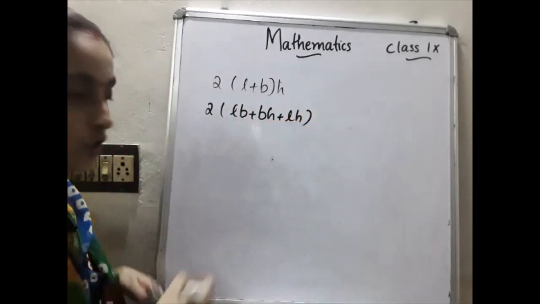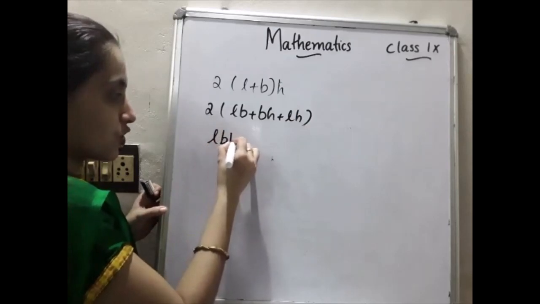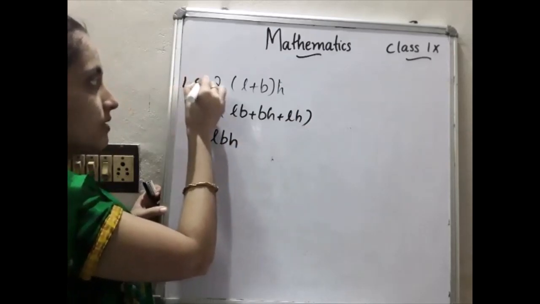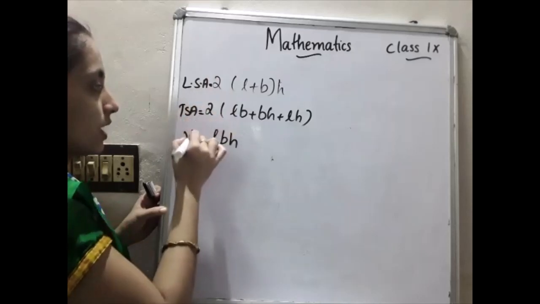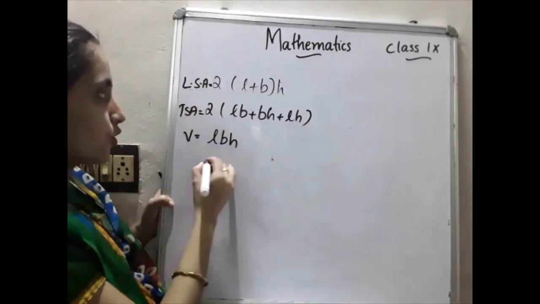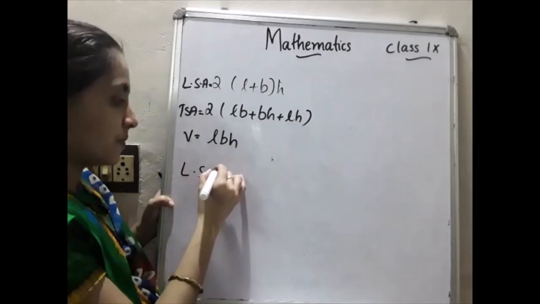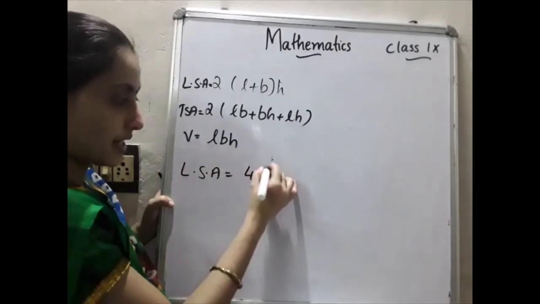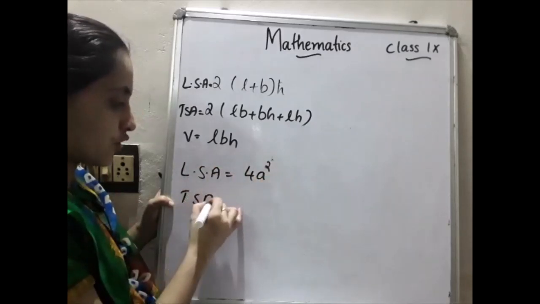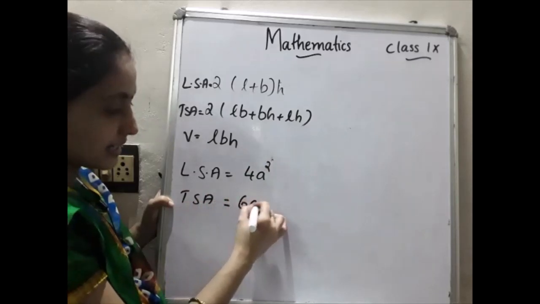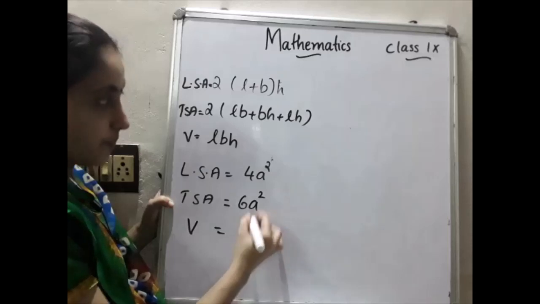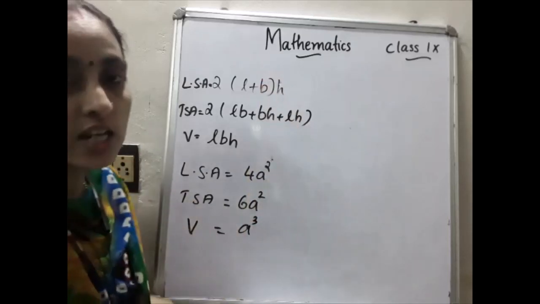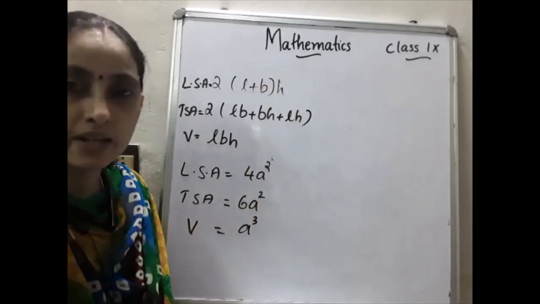What is the volume of the cuboid? LBH. Okay, LSA, TSA, volume of the cuboid. Then we move to the cube. LSA of the cube is 4a square. TSA of the cube is 6a square. Volume of the cube is a cube. These are the basic formulas we went through in the previous class.